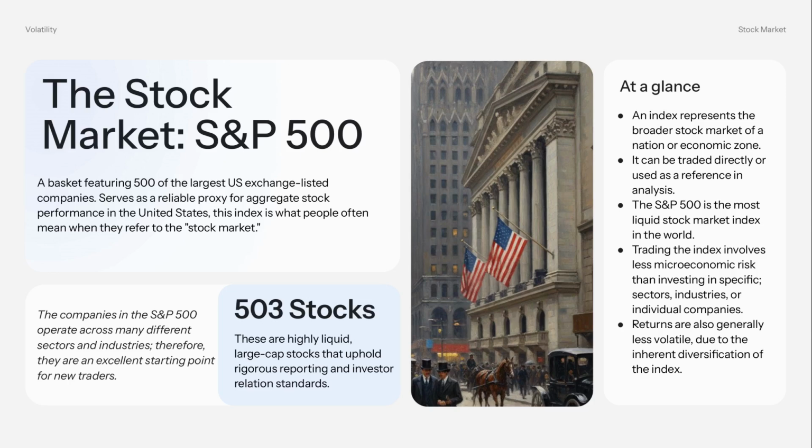Trading the index involves less microeconomic risk than investing in specific sectors, industries, or individual companies. As the index represents stocks on aggregate, returns are also generally less volatile due to the inherent diversification of the index in comparison to individual companies' stock returns.